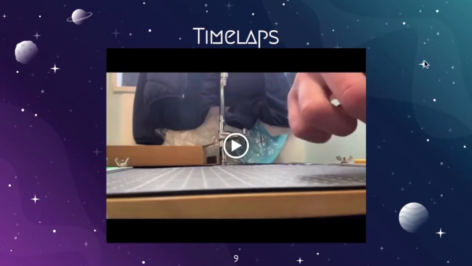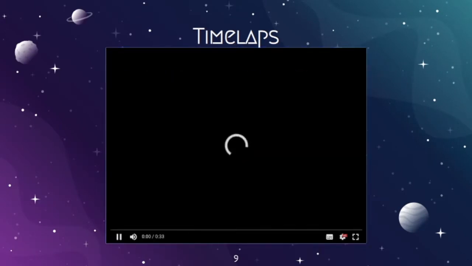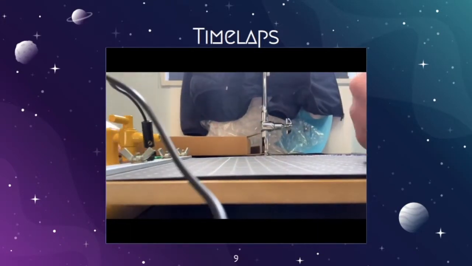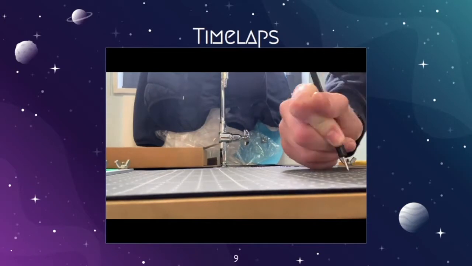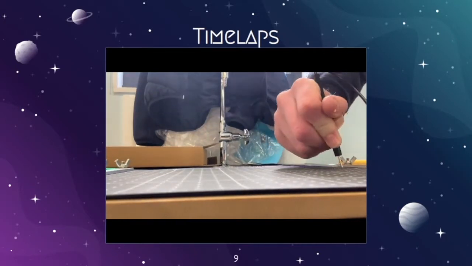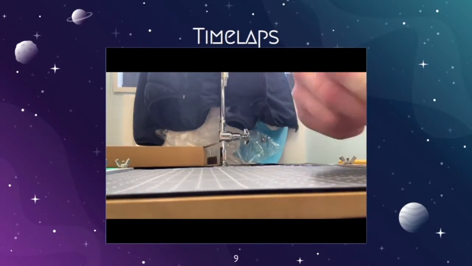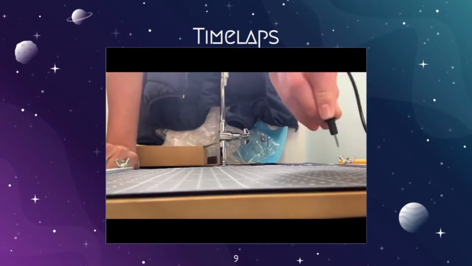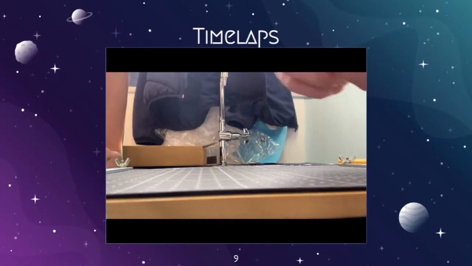This is a quick time lapse of the experiment. As you can see, we're using the multimeter to find whatever voltage we're looking for. Then once we've found it, we're going across the grid in order to mark that out on the paper.